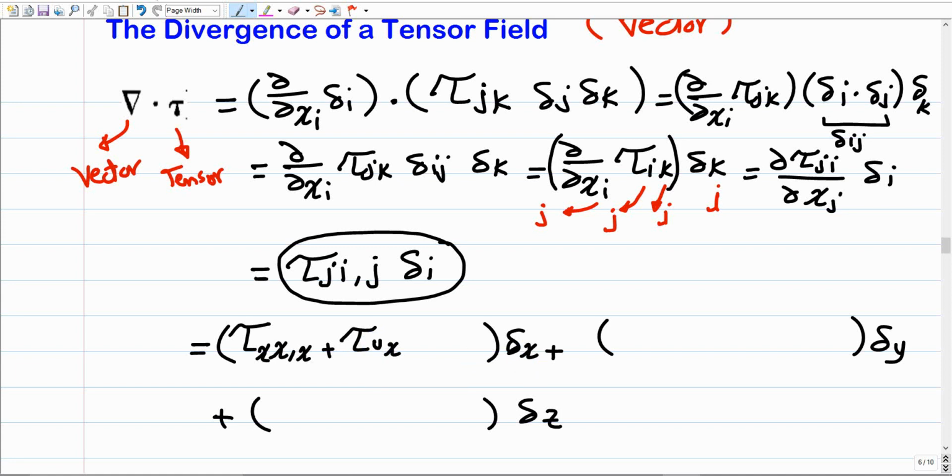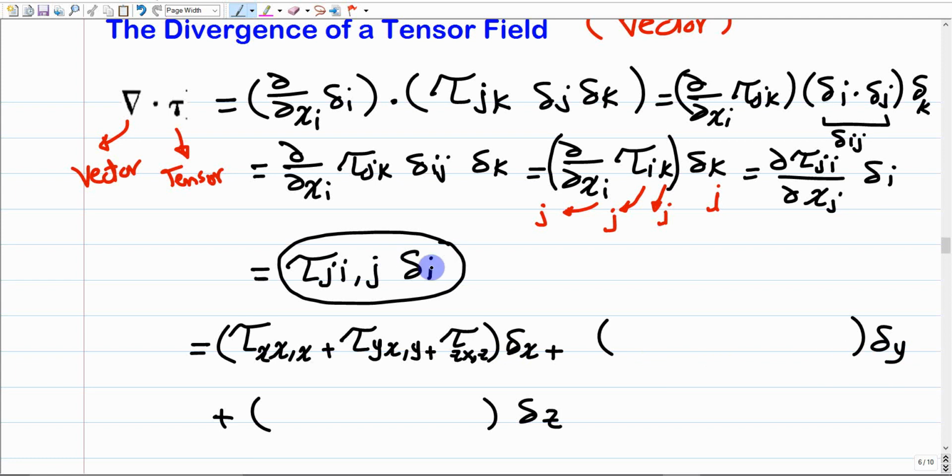Now we're going to use j is y, so we're going to have tau y comma y plus tau zx comma z. Make sense? So the j is a dummy index, so we have to repeat over the j, and the i is already x, so we're just going to have x. How about the second term?